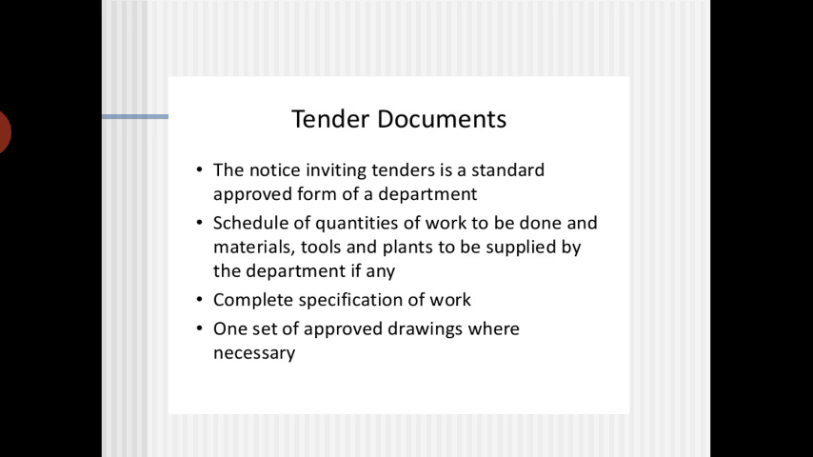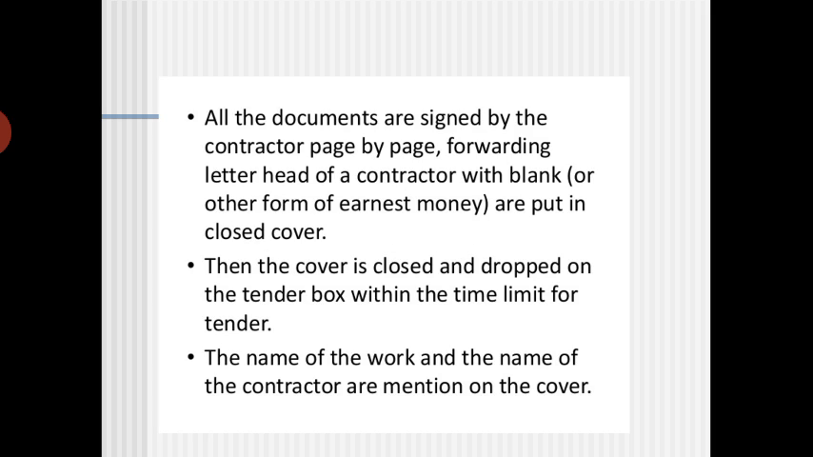So the tender document should consist of the complete specification of the works also. The tender document should include one approved set of the drawings whenever required. Even along with the tender documents, you can supply some of the drawings also. All the documents are to be signed by the contractor page by page. Forwarding letterhead of the contractor, blank or put in a closed cover.